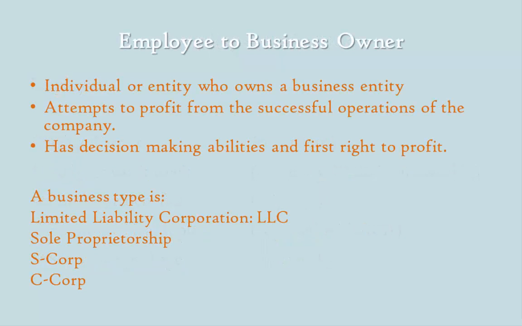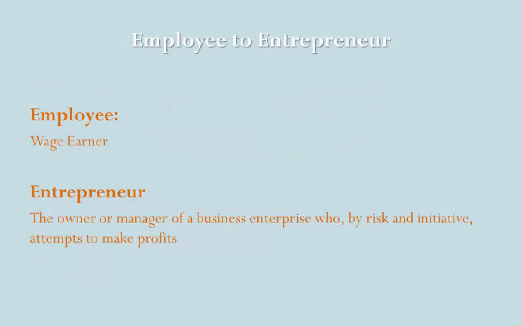So the employee transitioning to business owner is an individual or an entity that owns a business, and it's the attempt to profit from the successful operation of that company. That person has the decision-making ability and the right to profit. They're usually formed in the business types of limited liability corporation, sole proprietorship, S corporation, or C corporation. Now, the employee to entrepreneur moves from wage earner to the owner or manager of an enterprise who, by risk and initiative, attempts to make profits.